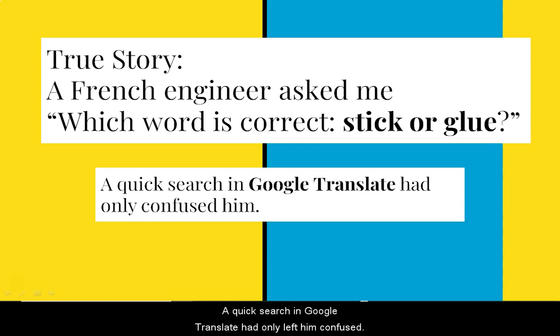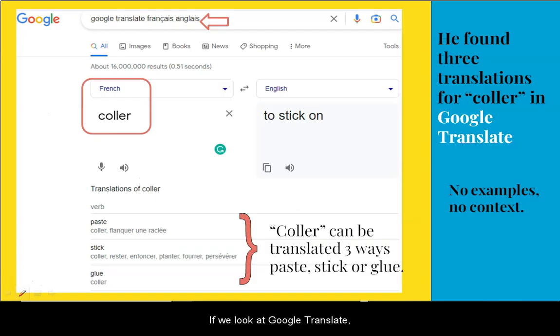A quick search in Google Translate had only left him confused. If we look at Google Translate, I typed in coller. That's the verb he was looking for. That's the French verb. We've got 3 translated options: paste, stick, or glue. There's no examples, no context, too difficult to choose.